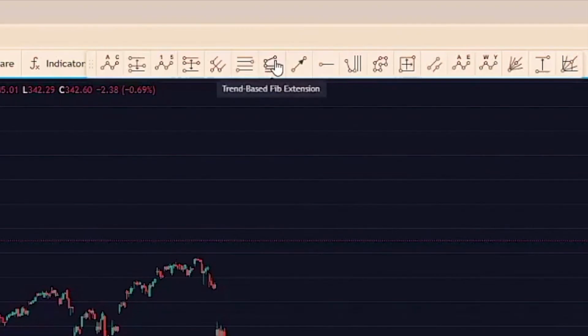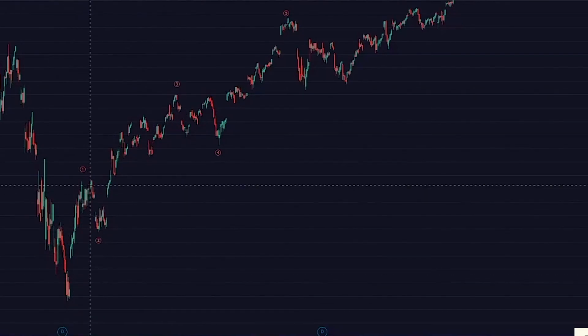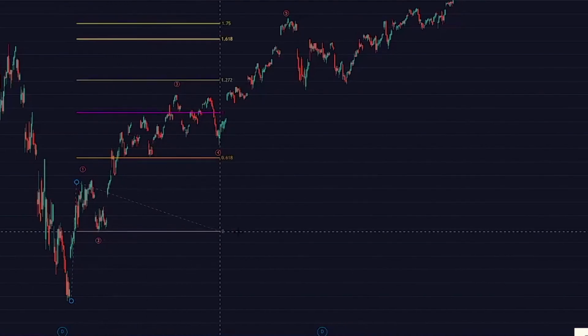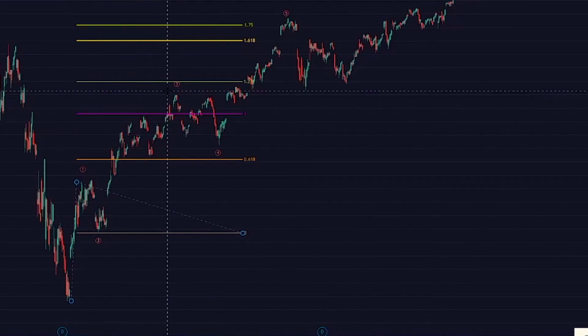The next thing I'm going to do is use this trend-based fib extension tool just to measure the length of the 3 wave here relative to the length of the 1. So I'll click at the bottom of the 1 here and at the top of the 1, and then I'll click at the bottom of the 2. This 100% line would be where the 1 and the 3 would be exactly equal, and it's actually a rule in Elliott wave theory that the 3 cannot be the shortest wave. So if it's shorter than both the 1 and the 5, it's not a valid count.